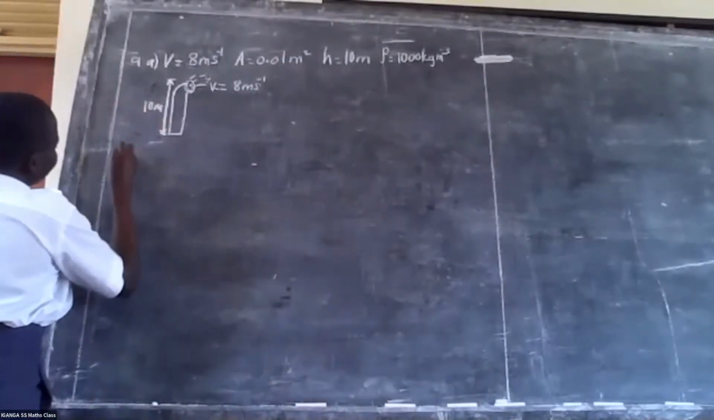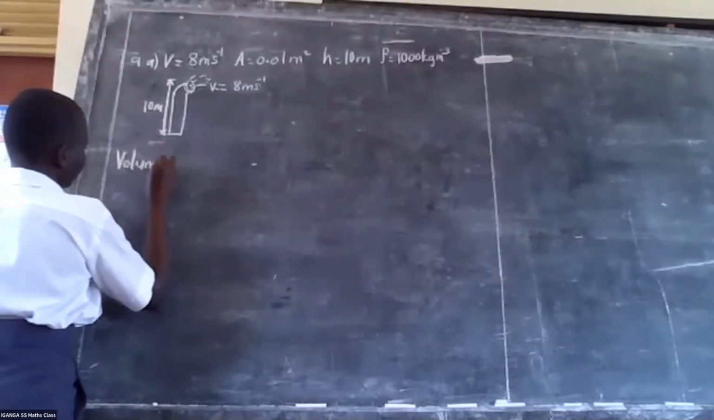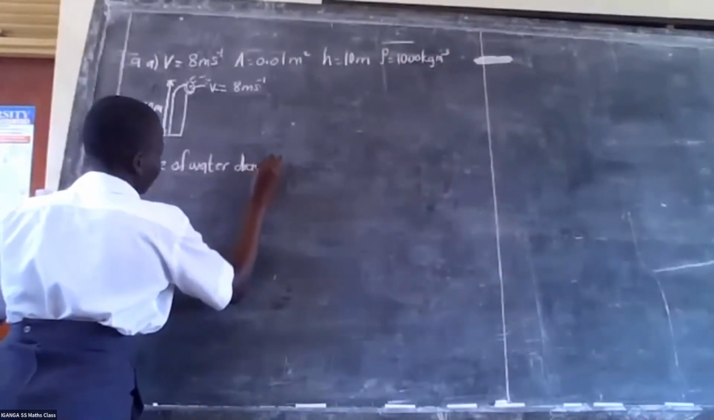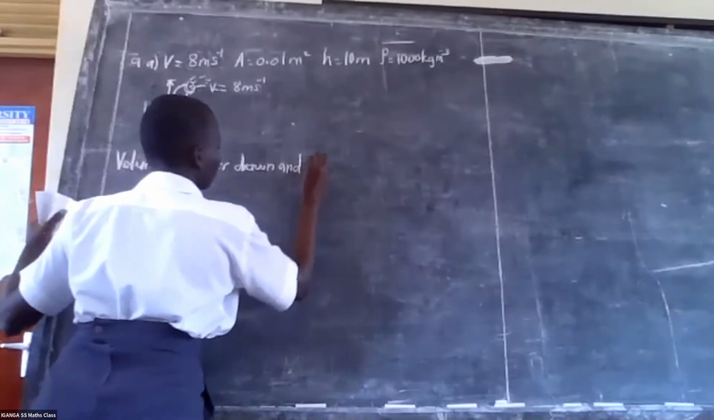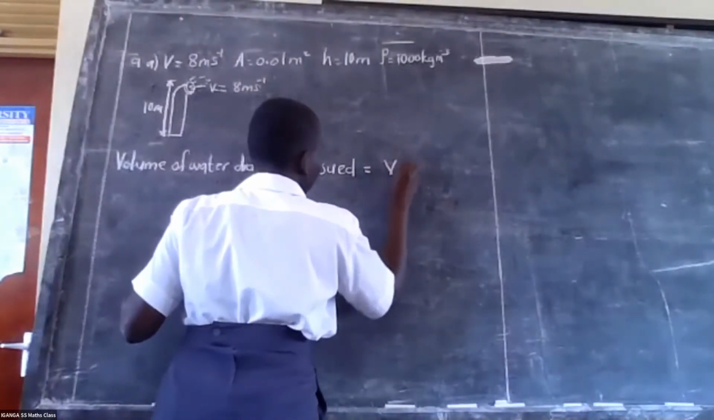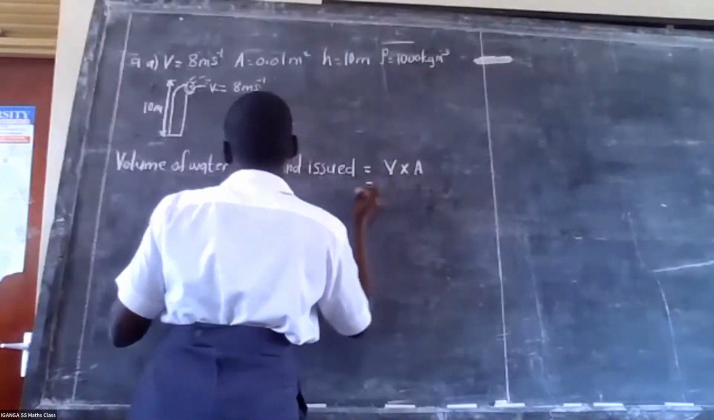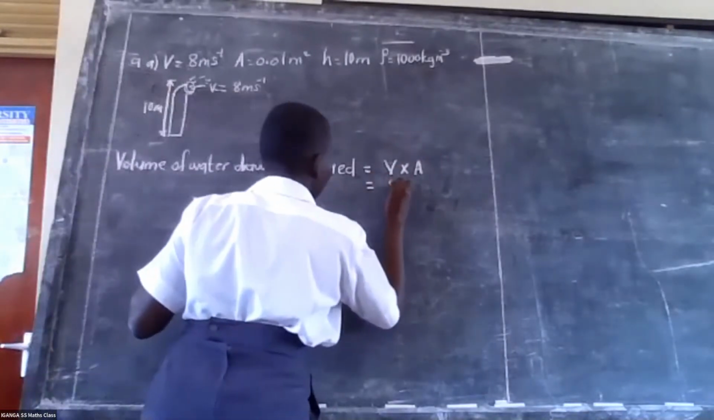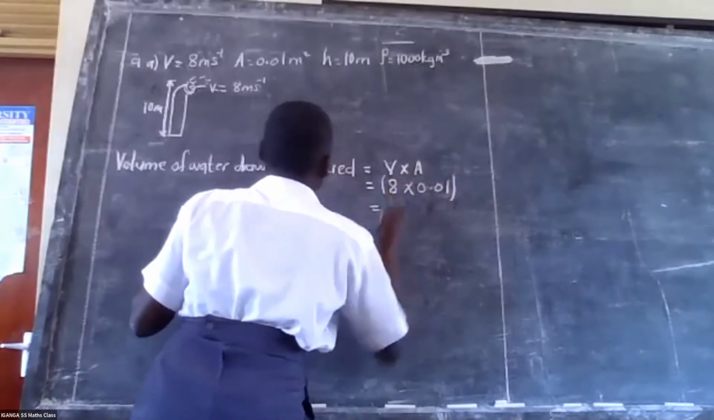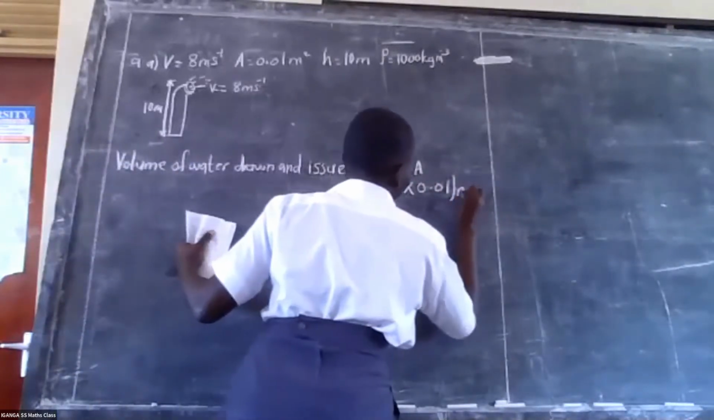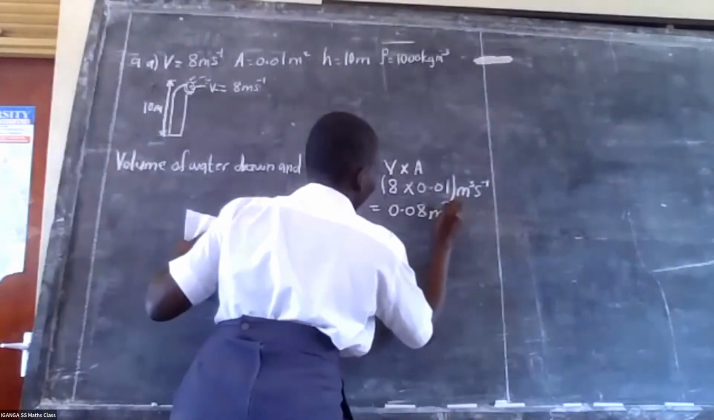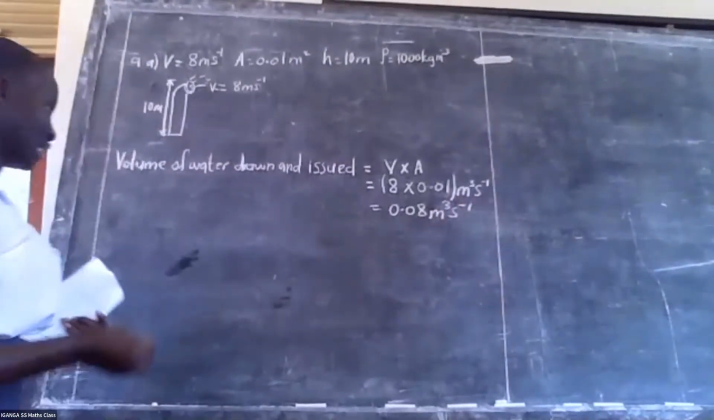So now, the volume of water drawn and issued is equal to the velocity times the cross-sectional area. Our velocity is 8 times the cross-sectional area, which is 0.01. Our unit is going to be meters cubed per second. This will give us 0.08 meters cubed per second. So now we have our volume and we can get the mass.